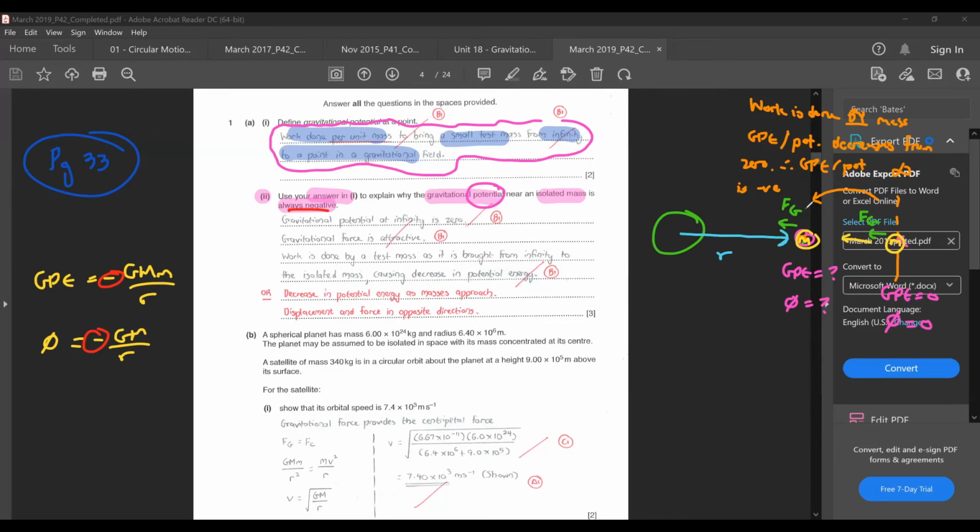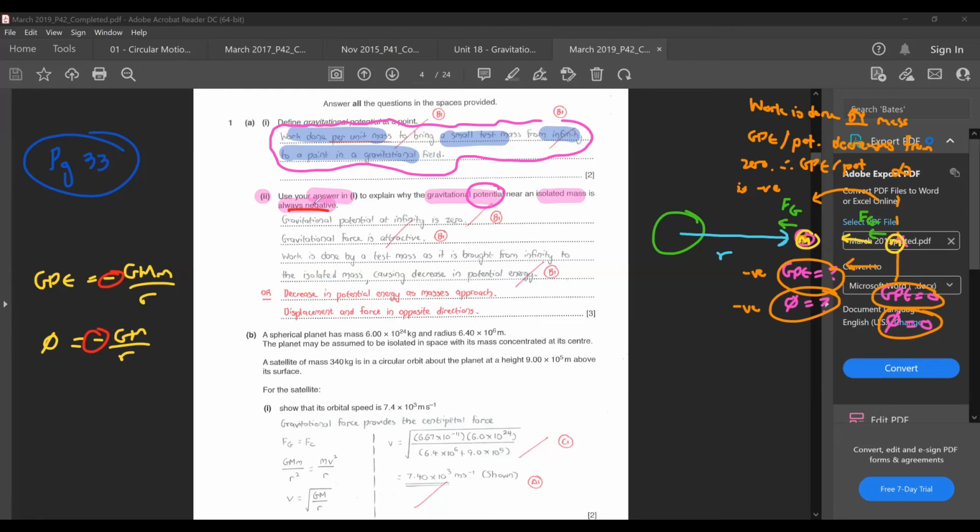Okay, so because here my GPE is 0, I go towards the left, the GPE is dropping. I will end up with a negative. Same thing can also be said for potential. At infinity, potential is 0. If I go towards the left, towards the point here, my potential is dropping. So I'm dropping from a 0 value, so my potential would also be negative.